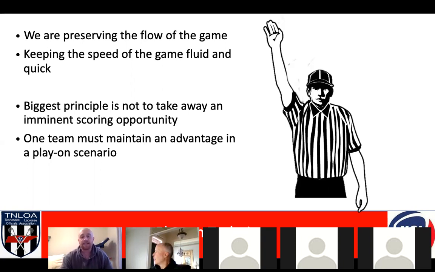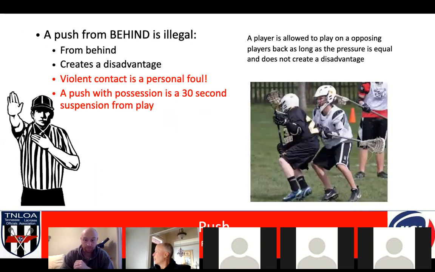We're trying to maintain the advantage of the team that was offended. The most common technical foul that we will experience on a lacrosse field is a push. 9 times out of 10, a technical foul that you'll see on a lacrosse field will be a push. No matter what, a push from behind, a push on the back of a player is illegal, no matter what. If it is from behind and creates a disadvantage, it is illegal.